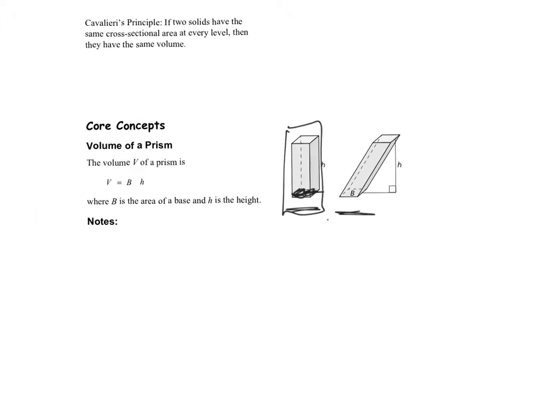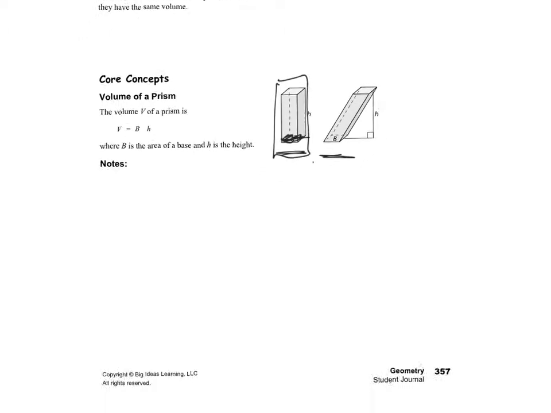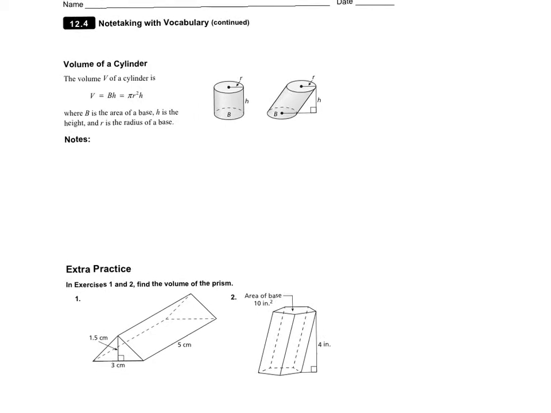Okay, so let's start off with volume. Volume of a prism, whether it is slanted or straight, is going to be the same. Volume of a prism is going to be base times height, so the area of the base times the height. For the volume of a cylinder, it's still base times height, but the base of a cylinder is pi r squared, so it'll be pi r squared times the height.